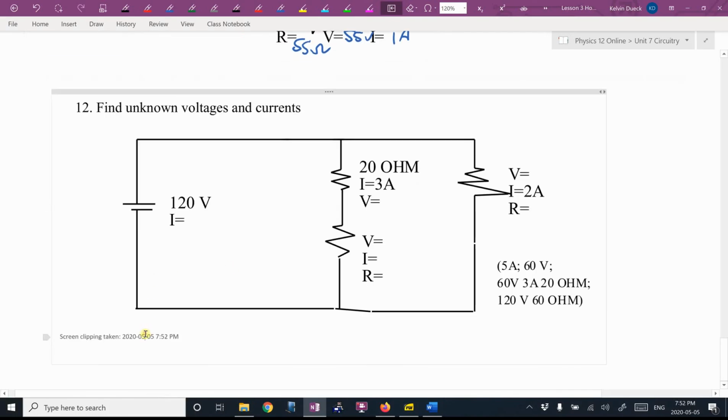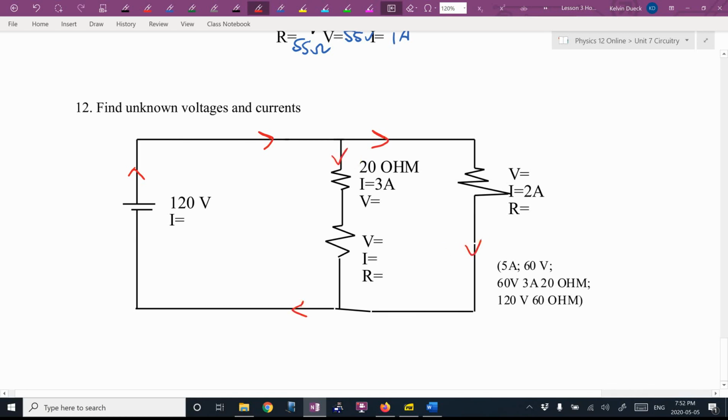Okay, I see some currents. Oh, yeah, I see how to do this one. This question's going to fall apart. Label downhill. How many amps leaving the battery? Well, looks like I got 3 amps that went this way. I got 2 amps that went that way, which must mean I must have had a total of 5 amps coming in.